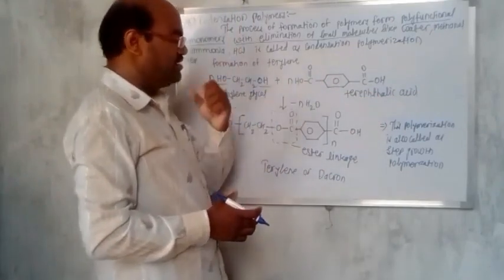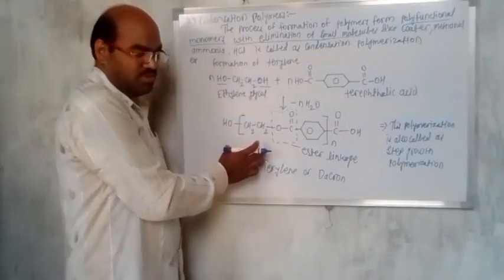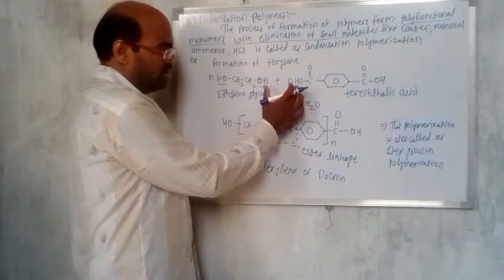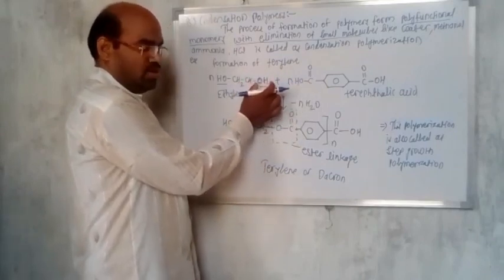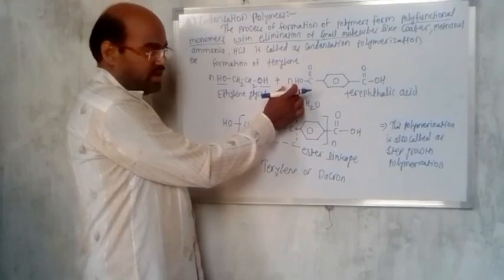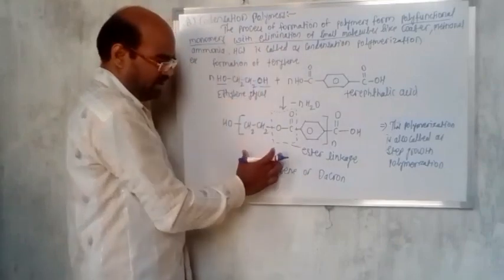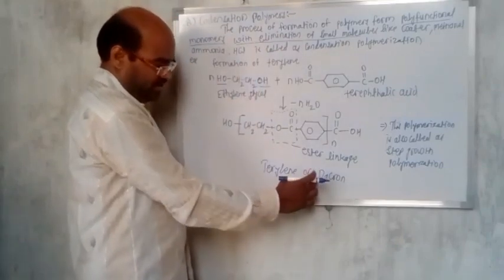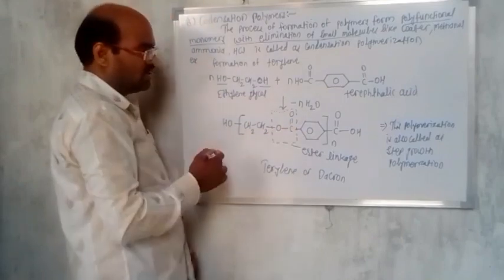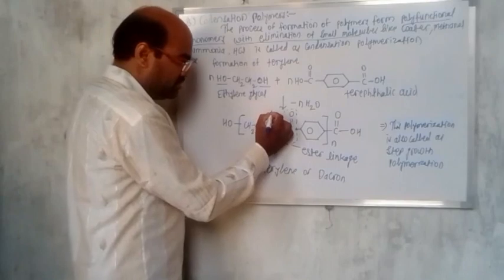So after condensation, there is loss of a water molecule, and here is the formation of pteridine. So here OH is removed from the glycol and H is removed from the acid, terephthalic acid. So with loss of a water molecule, here will be the formation of pteridine or dacron. So here this linkage occurs, oxygen, this linkage occurs.